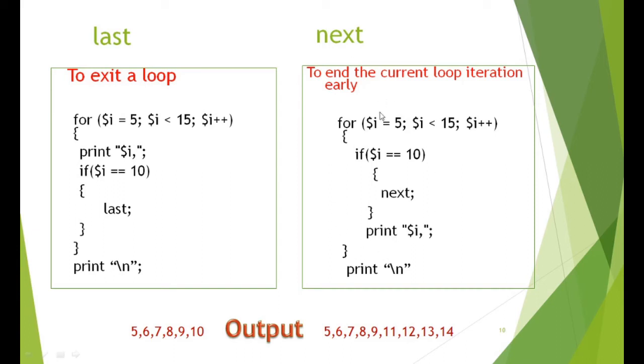This will be repeated till i becomes equal to 10. When i equals 10, you have next. In that case, the current loop iteration will be stopped. So control will again go here, skipping all these statements. So it will go here. You can see the output 5, 6, 7, 8, 9. So when i becomes 10, it is skipped. So it is not printed here. Then you have got 11, 12, 13 and 14.